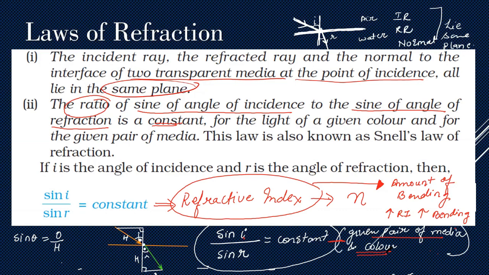I is the angle of incidence, R is the angle of refraction. And sin I upon sin R will always be a constant. This constant is equal to refractive index. Understood? Hope things are clear.